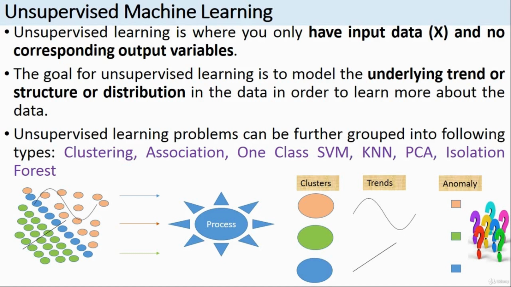learning. So there are multiple techniques, multiple algorithms, multiple ways to do unsupervised machine learning. A few of them which are quite important and we'll learn as well: clustering, association, one class SVM, KNN, PCA, isolation forest. So in this session we'll learn clustering. One class SVM we have already learned. KNN we'll learn. PCA we'll learn. Association and isolation forest will be learned.